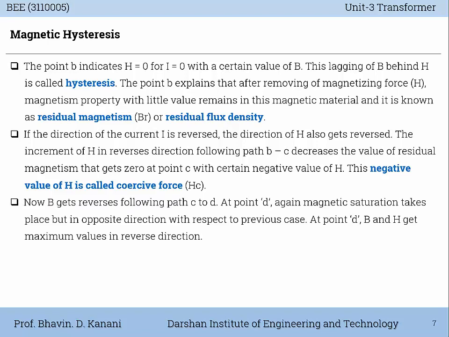Now B gets reversed following the path C to D. At point D, again magnetic saturation takes place but in the opposite direction with respect to the previous case. At point D, flux density B and magnetizing force H get maximum values in the reverse direction.